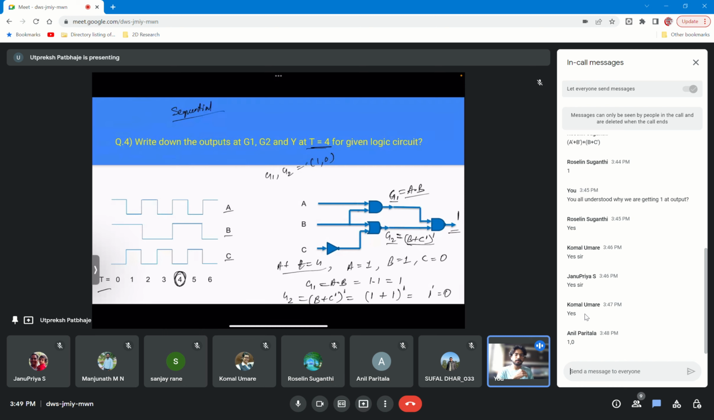So yes, Anil, you are correct. And invariably, this output will always be 1, as we have seen from the circuit that we solved just before this question. Sir, A is equal to 1, B is equal to 1, and C is equal to 0. We have taken these from the pulse diagram that I have provided here. At time t equal to 4, these were the states of the inputs, so from there we picked it up.